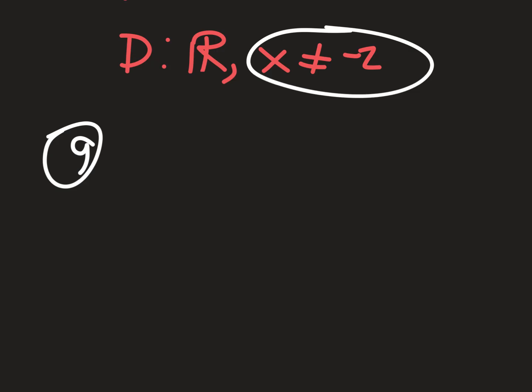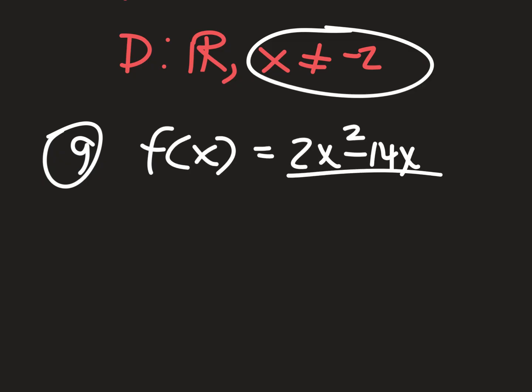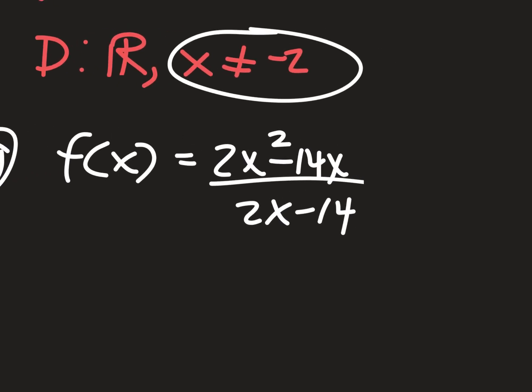Zola, would you read me number 9? F of x equals 2x squared minus 14x over 2x minus 14. Okay. Olivia, what's your gut on what we should start with? Oh, there's two of you, that's right. I'm going to go with Wrecker. We factor out. Yes.